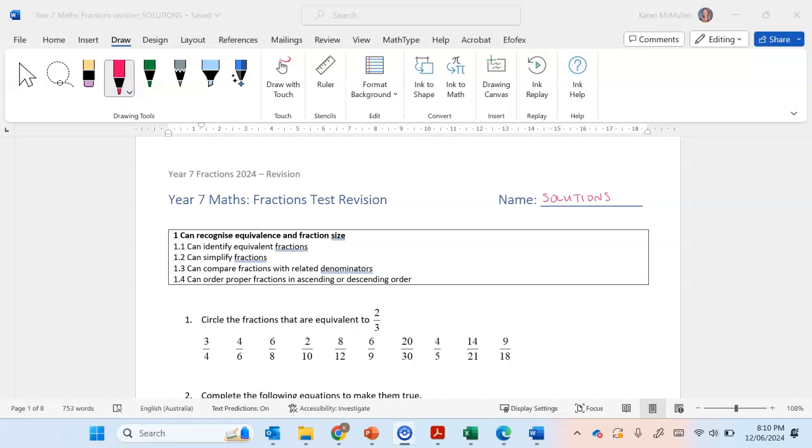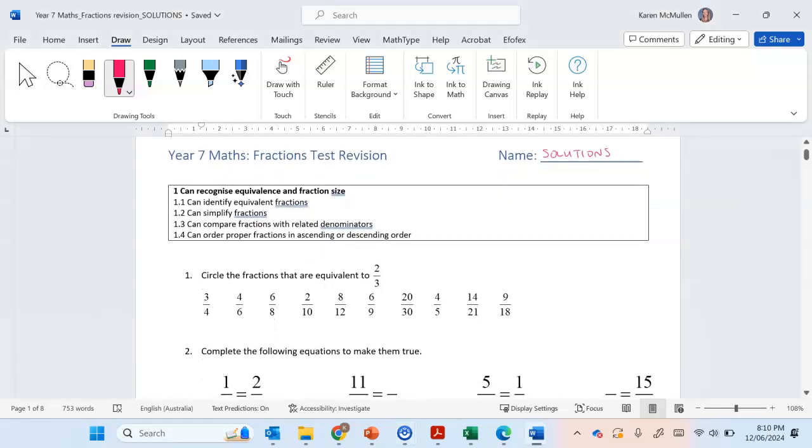Everyone, in this video we're going to go through your fractions test revision, breaking down all the success criteria at the start of each section. So you can see here we're looking at recognizing equivalence and fraction size and what you need to know underneath that main success criteria. These questions do cover that, and they will be similar to what you'll see on your test revision.